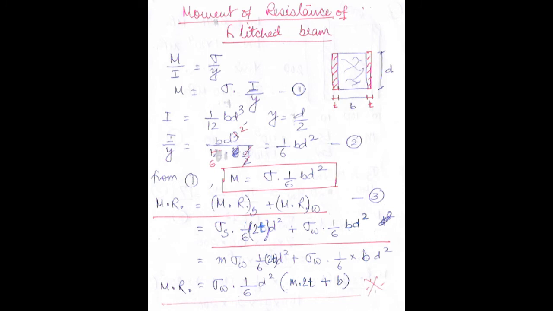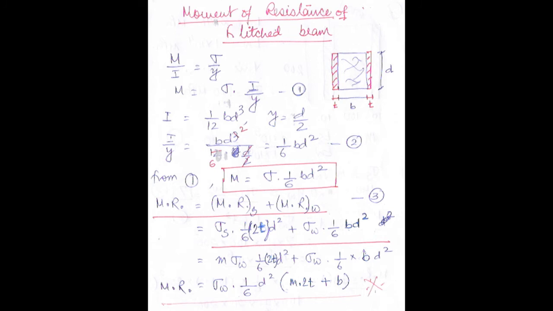Now, how can we find the expression for the steel part? Sigma S into 1 by 6, and what is the steel part? Width, that is t plus t, that is 2t. What is d? Depth, that is d square. Plus the moment of resistance for the wooden part will be sigma w into 1 by 6, and what is the wooden part? Width b, and the depth is d, so d square. So this expression we are getting.